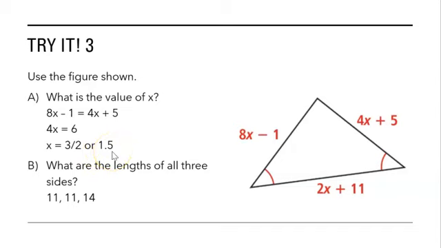Then for part B, I took 1.5 and put it into each expression. I did 8 times 1.5 minus 1 to get 11, 4 times 1.5 plus 5 to get 11, 2 times 1.5 plus 11 to get 14.